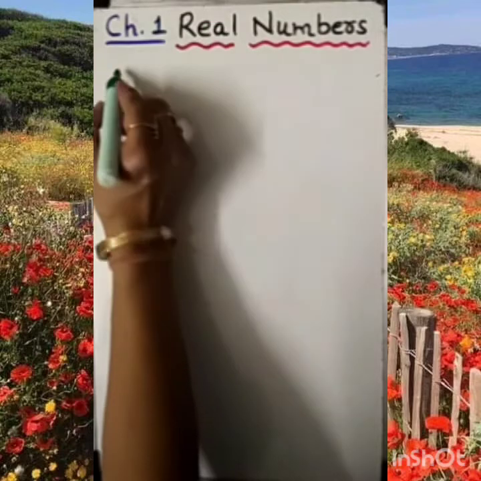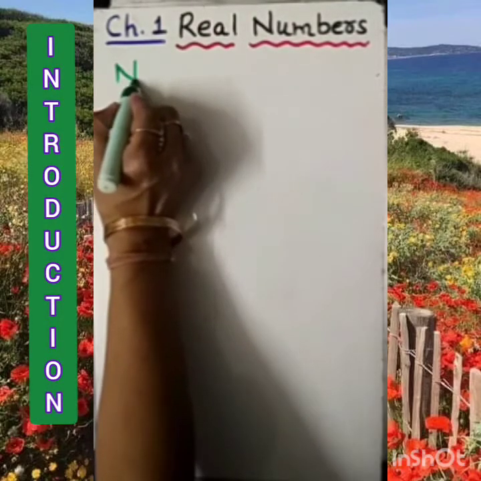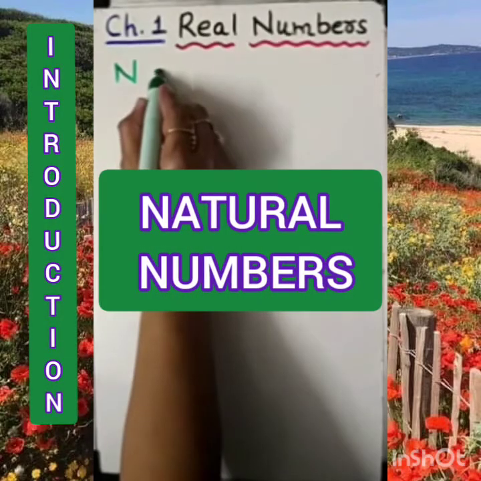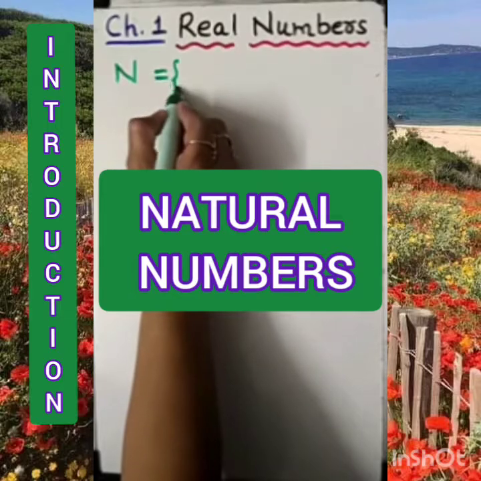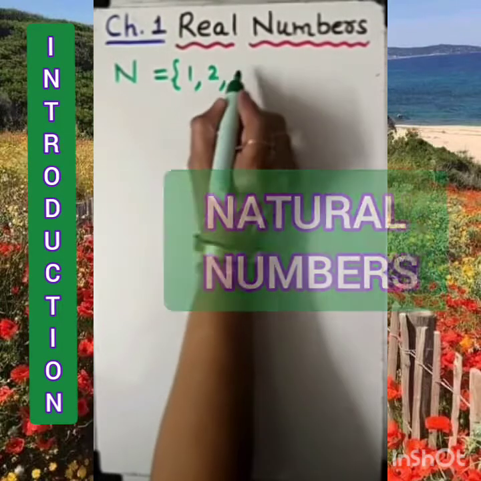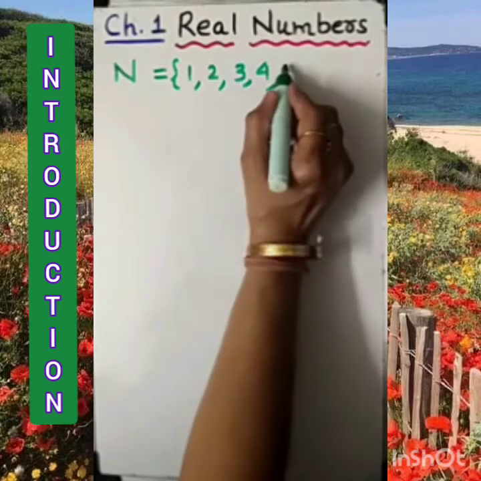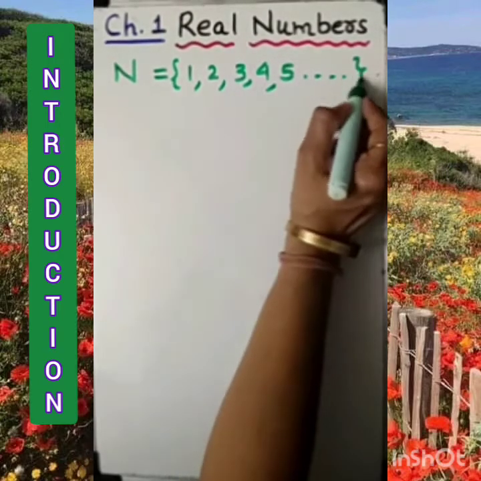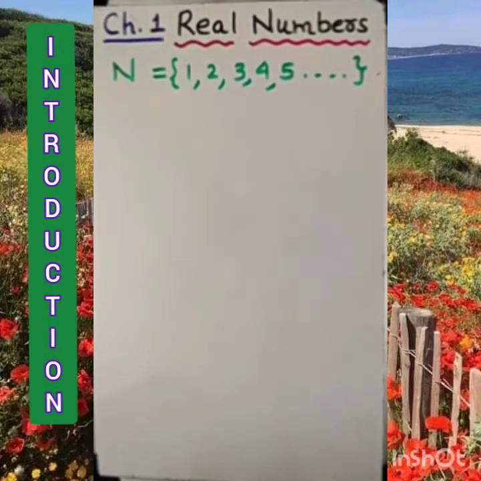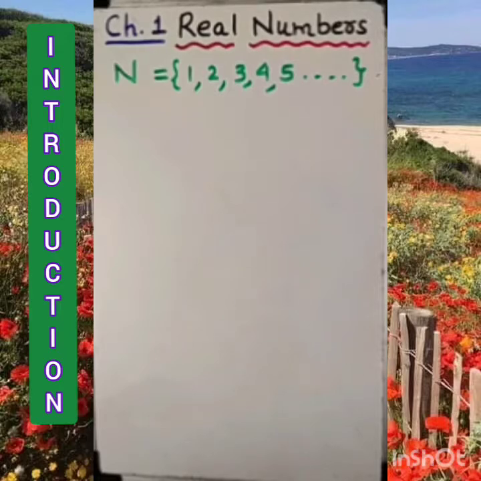First of all, my dear students, you know very well N. What is N? N is the set of natural numbers and it begins with 1, 2, 3, 4, 5, and so on. This is an infinite set. The set of natural numbers is an infinite set.